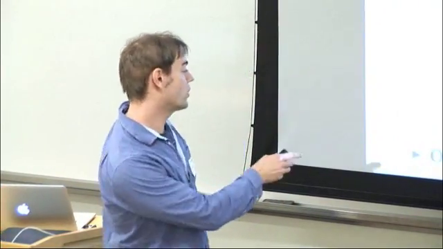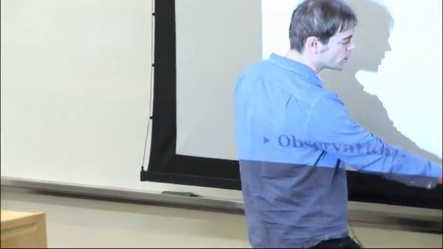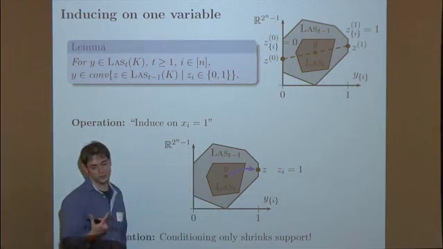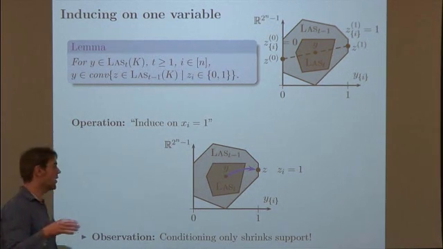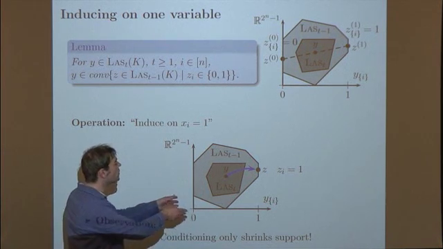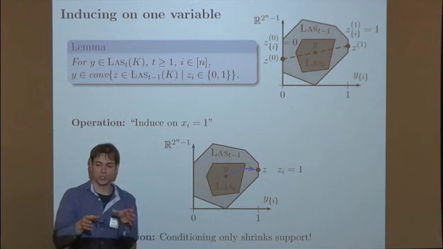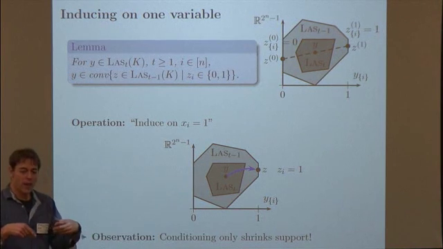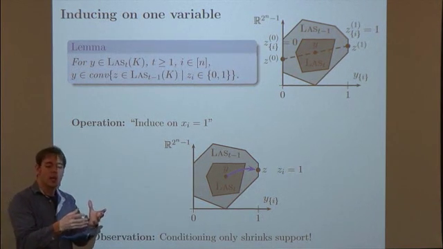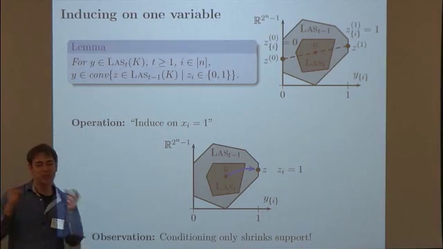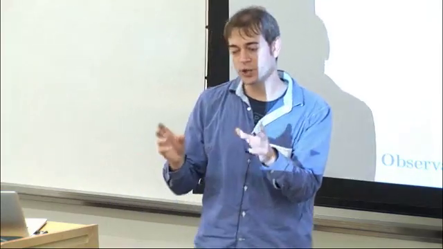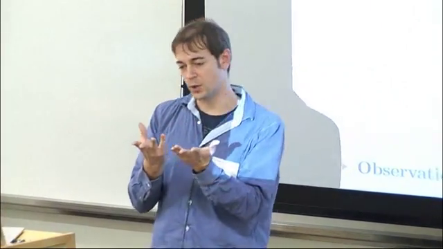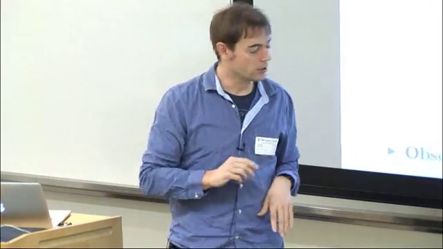There's one observation that's worth making. It looks trivial, but if you do this conditioning, then the support of your Lasserre vector is only going to shrink. Imagine this were an actual probability distribution. If you condition on some event, then another event that had 0 probability before still has 0 probability. No conditioning will make the probability suddenly positive. Okay? Good.